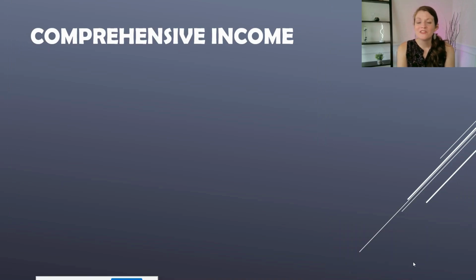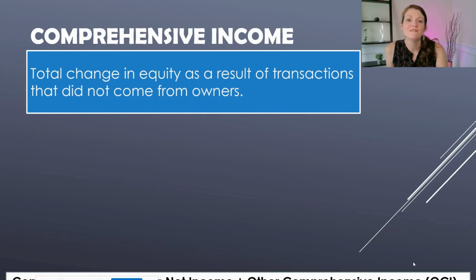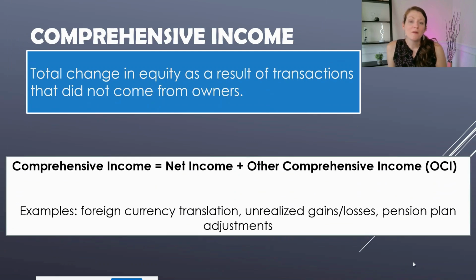All right, now we're going to talk a little bit about comprehensive income and how it differs from just net income. So this is the total change in equity. We know equity is going to change based on things that have happened from revenue and expenses and gains and losses. So the total change in equity that did not come from owner transactions. This did not come from people just investing in the company. So comprehensive income is our net income, everything we see on the income statement, plus other comprehensive income, OCI.